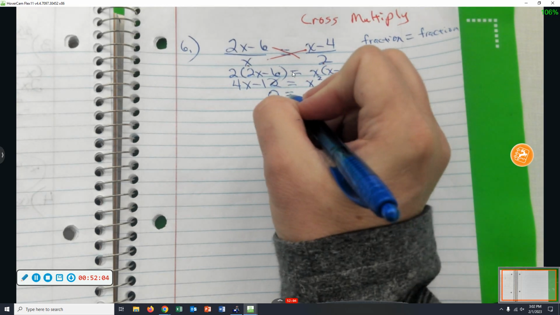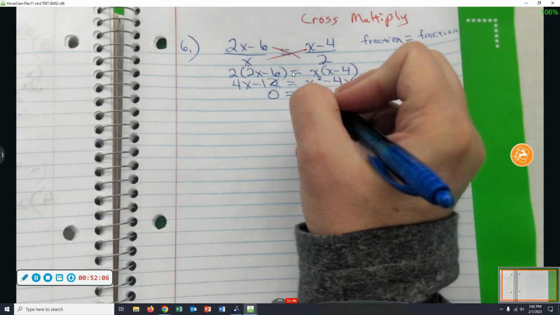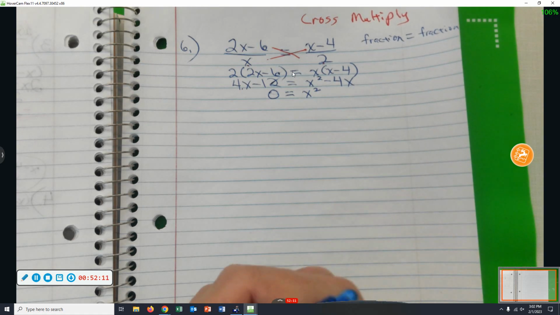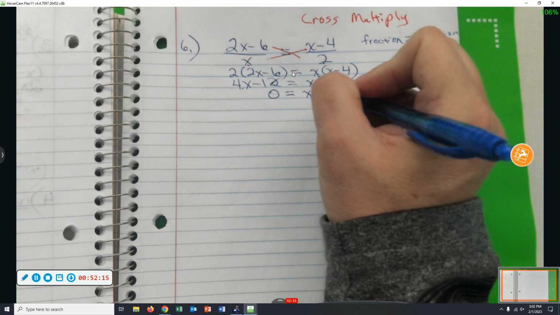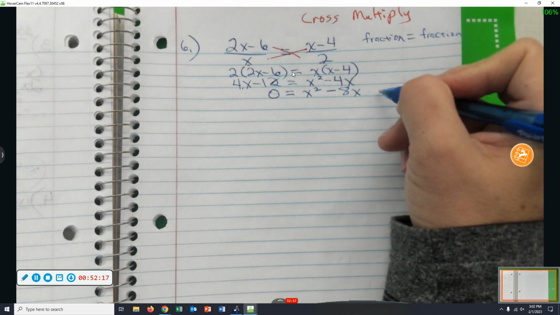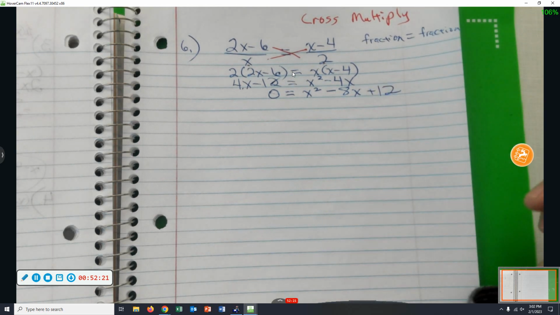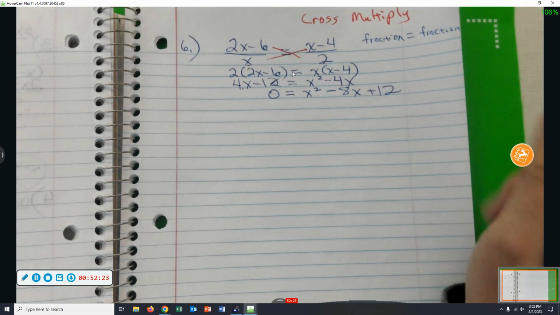Now the 0 equals, I have the x squared. Move the 4x over. Negative 4x minus 4x gives me negative 8x. What else am I going to have over here? Positive 12. Okay. It's quadratic.